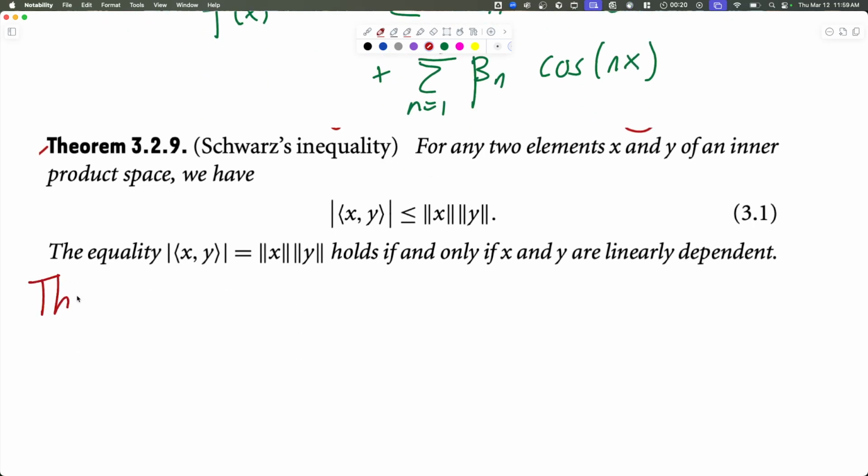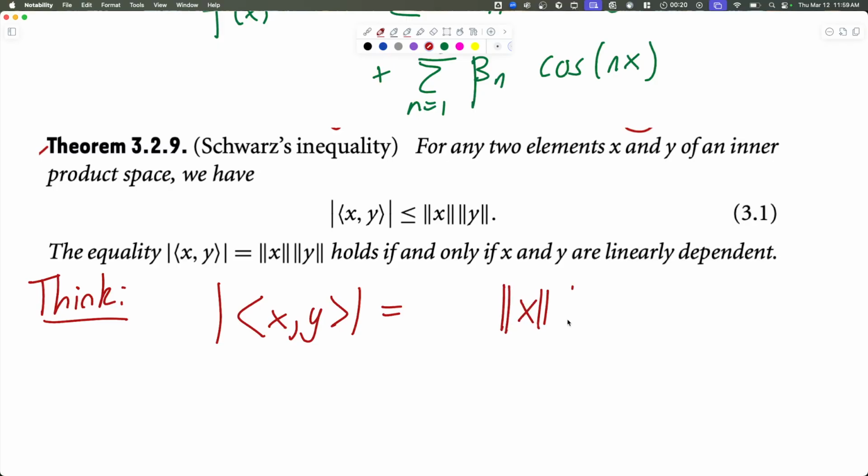The way I should think about it: think in 2 dimensions or R dimensions. Remember that the inner product of x and y in absolute value, not only is it less than the norm of x times the norm of y, it's equal to the norm of x times the norm of y times some constant. Let's call the constant c, and c is less than 1. This c has a nice interpretation.